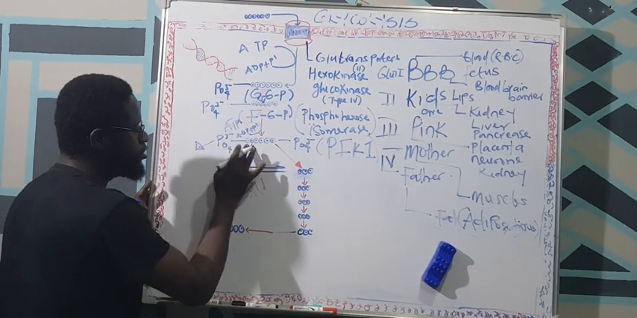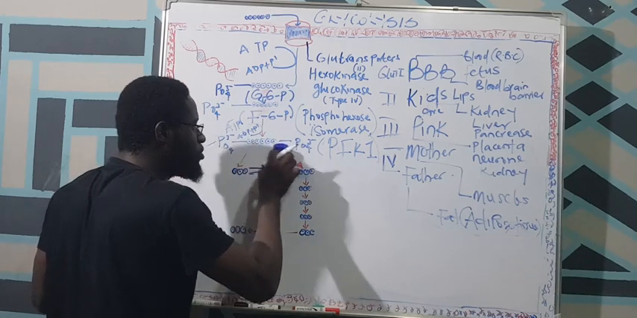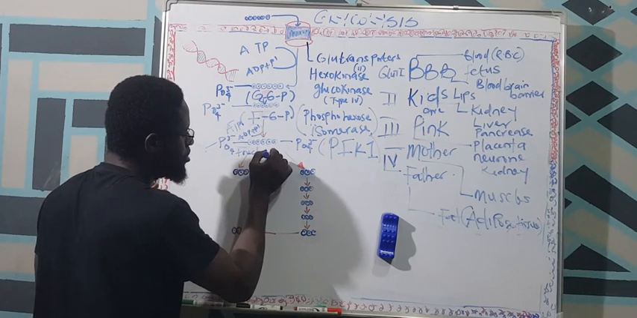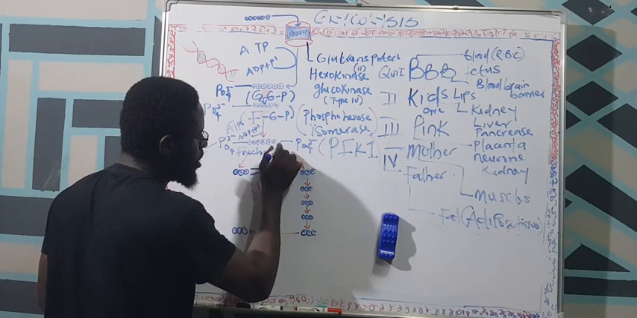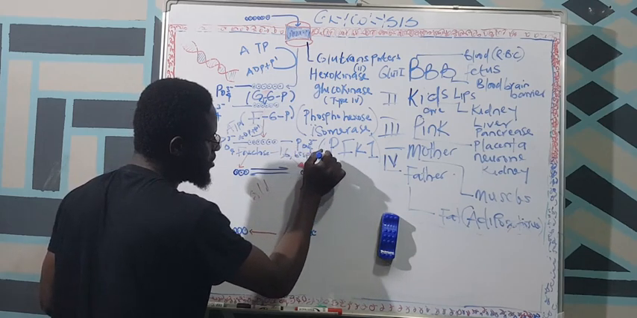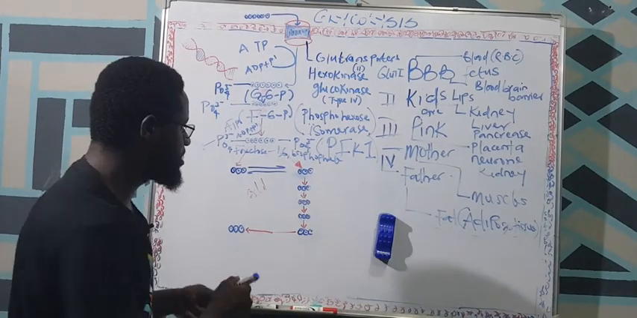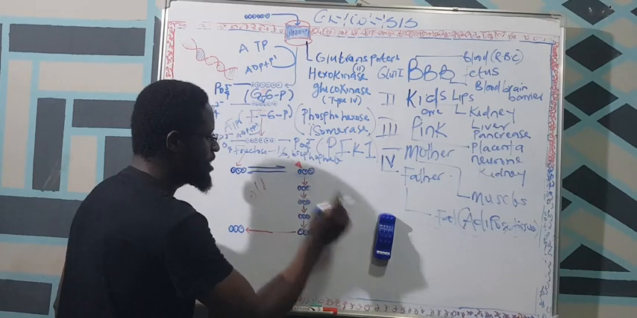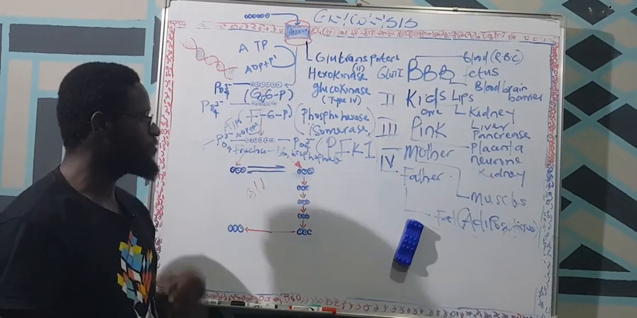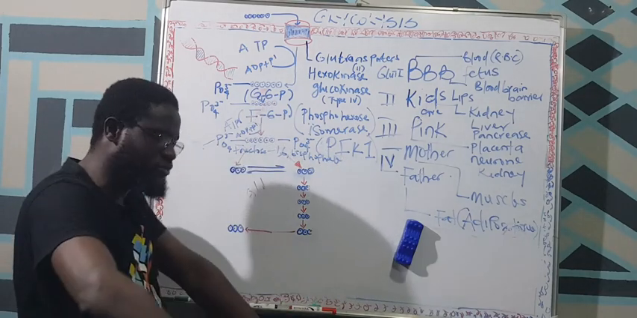This molecule is called fructose 1,6-bisphosphate. So now we're going to the next molecule here. From fructose 1,6-bisphosphate, it's now differentiated into 2 different molecules.